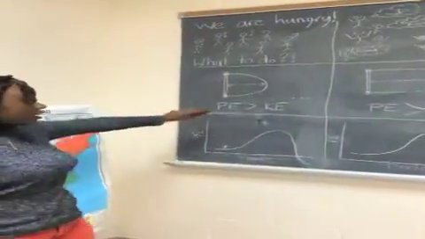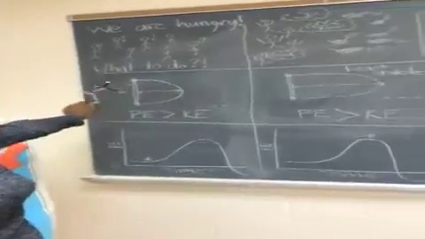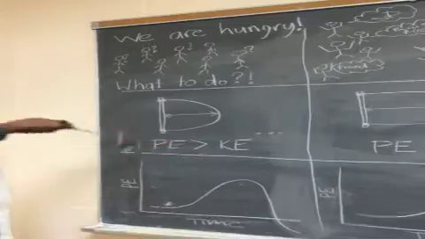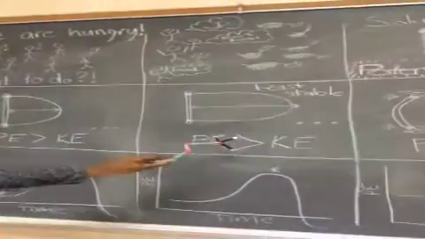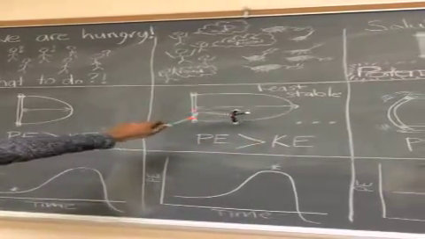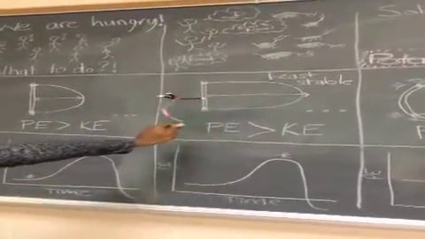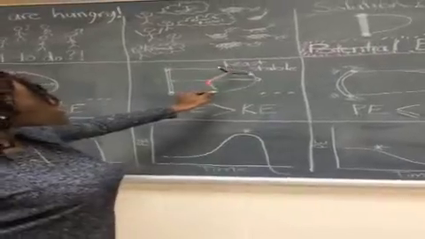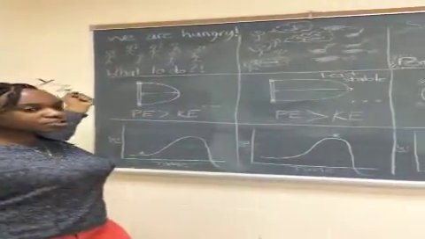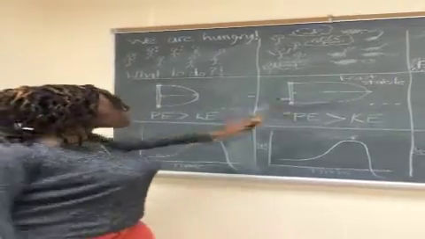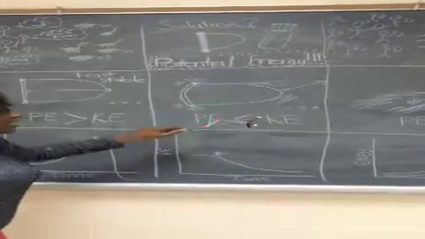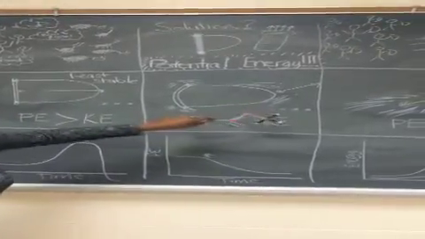How the bow and arrow works. Potential energy is greater than kinetic energy before the arrow is pulled in the system. The potential energy in this case is greater still than the kinetic energy because the arrow hasn't started to move. And this is the least stable position because it's being pulled and all this potential energy is being accumulated in the system.